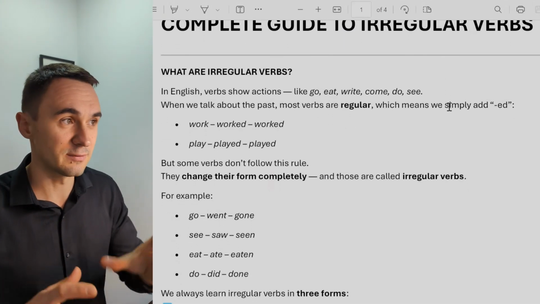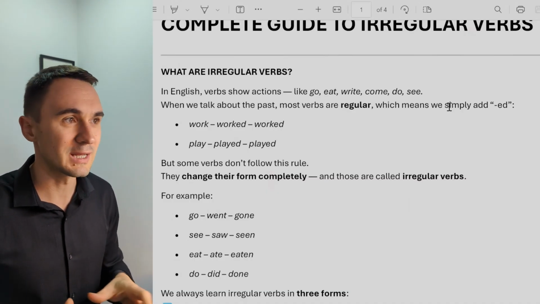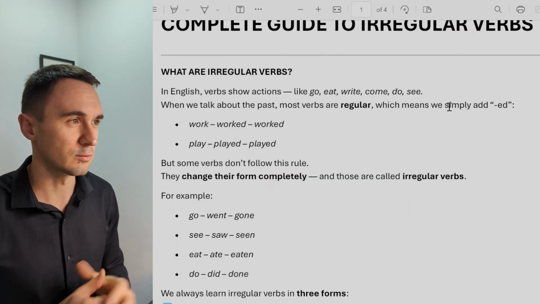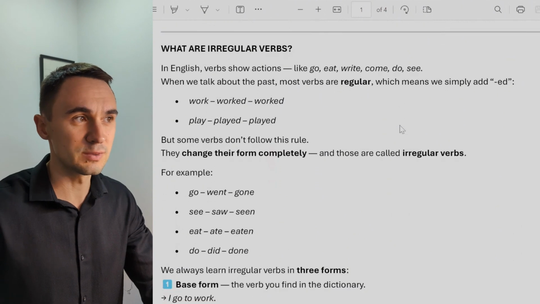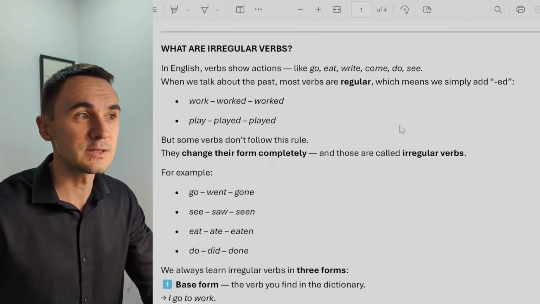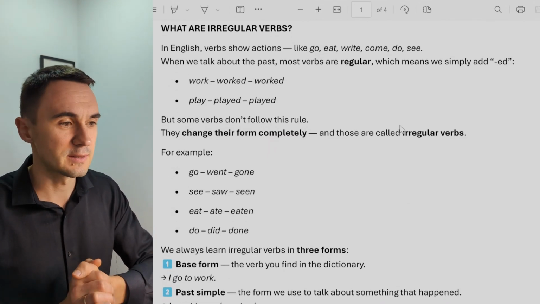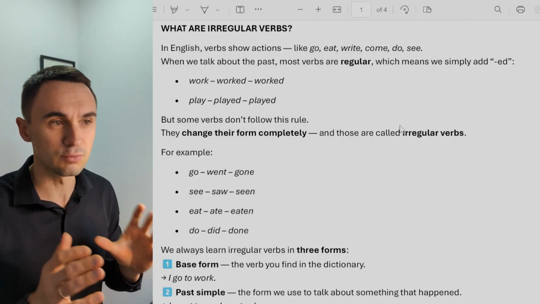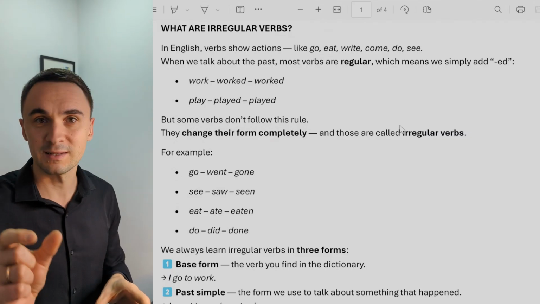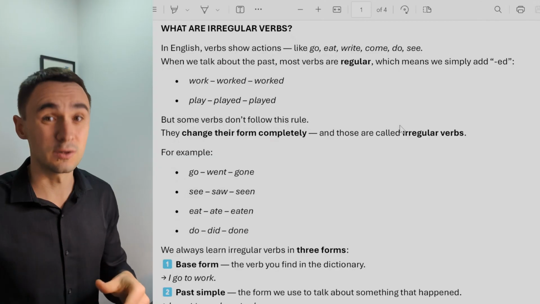So in English we have verbs and they show action, right? Like go, eat, write, come, do, or see, right? And when we talk about the past, most verbs are regular, which means we simply add ed, right? It's very important to understand here that regular verbs are called that way because they follow the rule, right? Now, irregular, with that prefix ir, it means no or not, don't follow the rule.